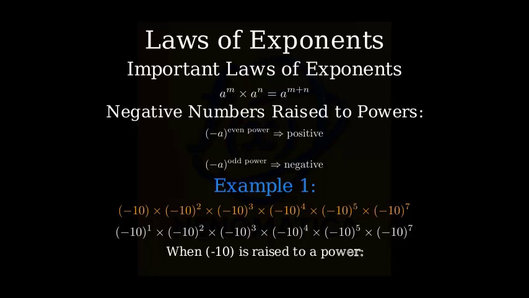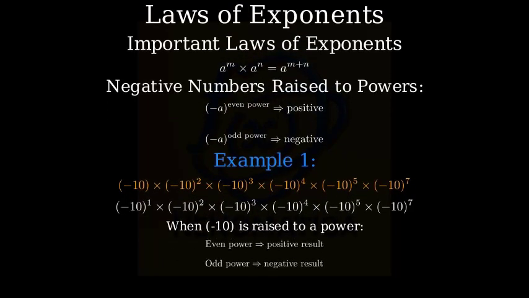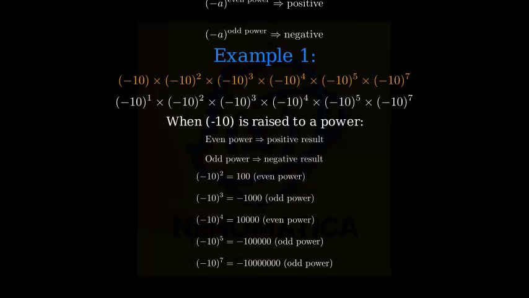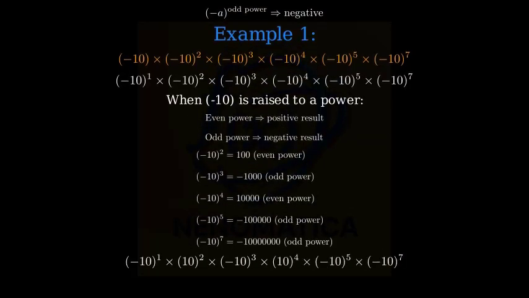Also, remember that when a negative number is raised to an even power, the result is positive, and when raised to an odd power, the result is negative. So negative 10 squared equals positive 100 since 2 is even, and negative 10 cubed equals negative 1000 since 3 is odd. For the fourth power, it's positive again, and so on. Let's rewrite each term based on these rules. Now we have negative 10 times positive 10 squared times negative 10 cubed times positive 10 to the fourth times negative 10 to the fifth times negative 10 to the seventh.